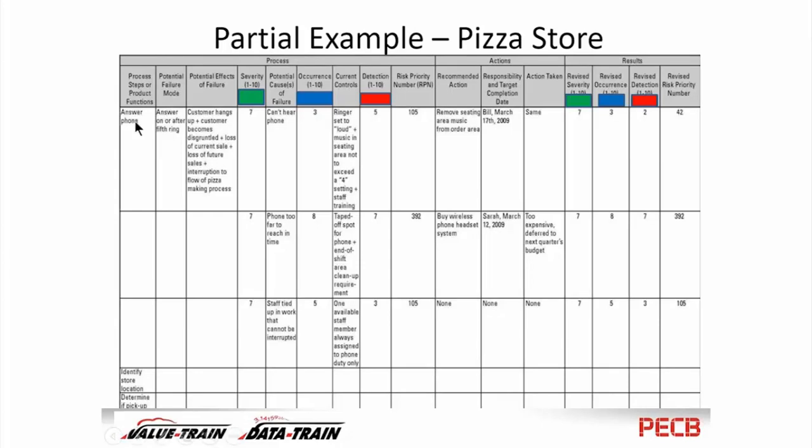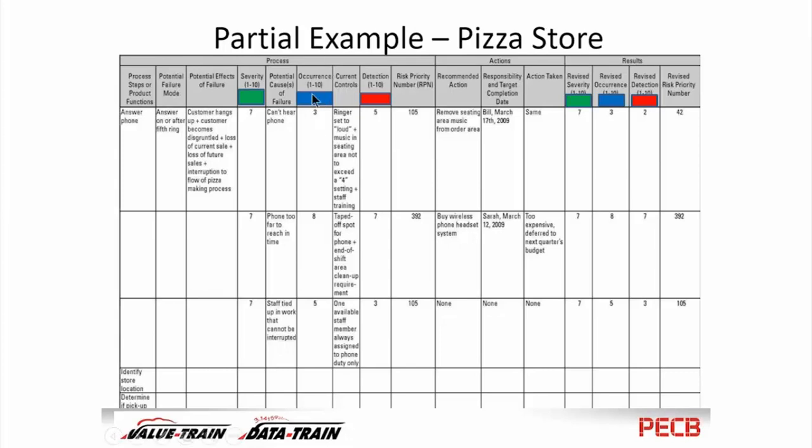And then this group assigned a severity value. So they chose this to be a 7. And now, what are some of the causes of those failures? One of the causes is you can't hear the phone. Another one is the phone is too far away to get to it in time. A third one is the staff is all busy doing something and nobody wants to interrupt what they're doing to answer the phone.